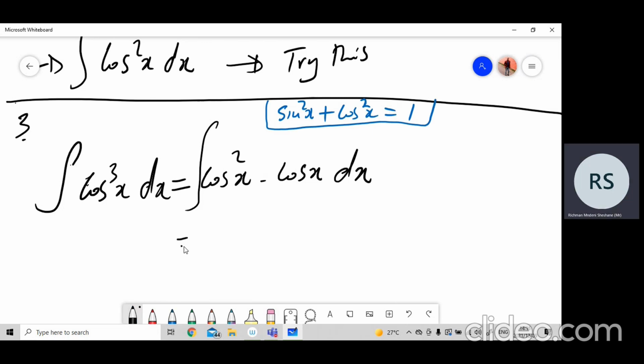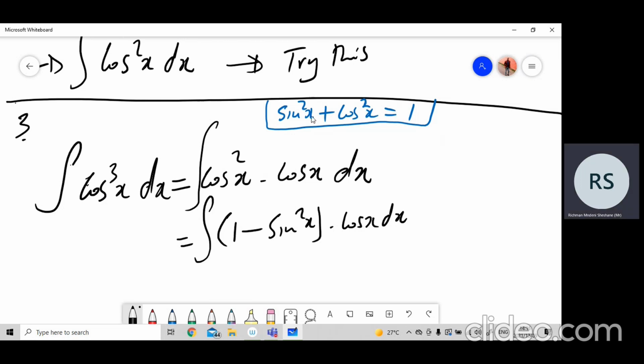So to split the one with the square, you use this identity and substitute 1 minus sine squared x times cos x dx. You see, cos squared x here: if you transpose sine squared x, you'd see cos squared x equals 1 minus sine squared x. So instead of cos squared x, because it's equal to 1 minus sine squared x, we just substitute this here.